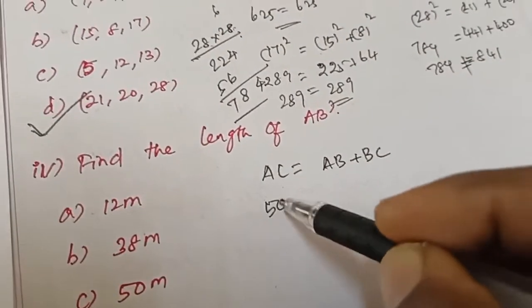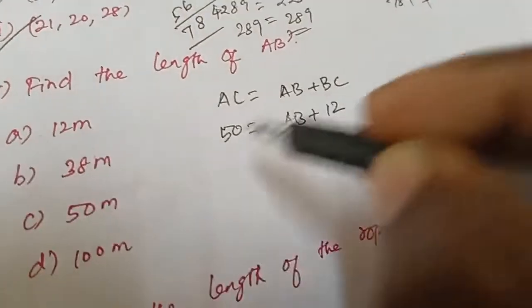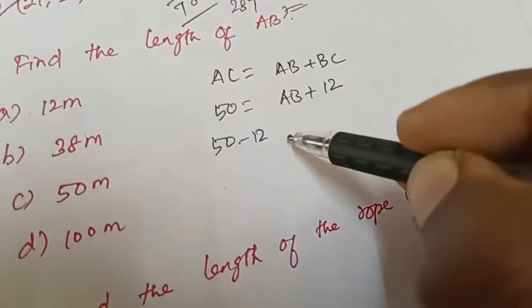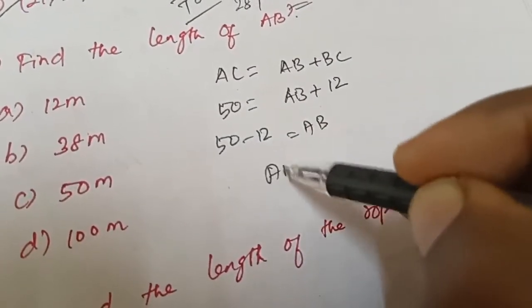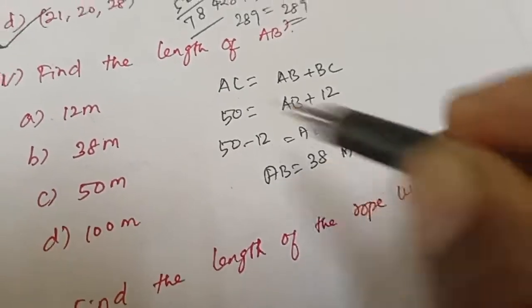So I am going to substitute. AB value we want to find out. BC value we already know is 12. So just take this 12 to this side. So 50 minus 12 is equal to AB. So AB is equal to 38 meter. So option B is correct.